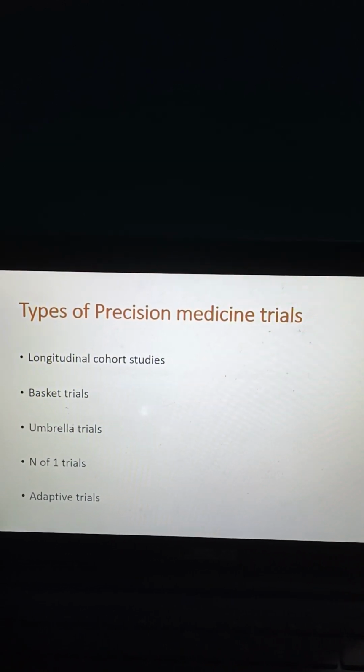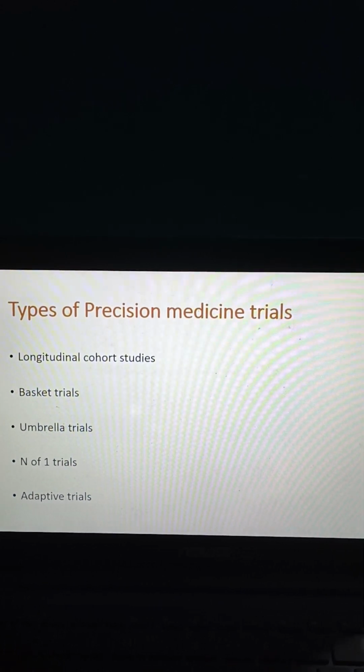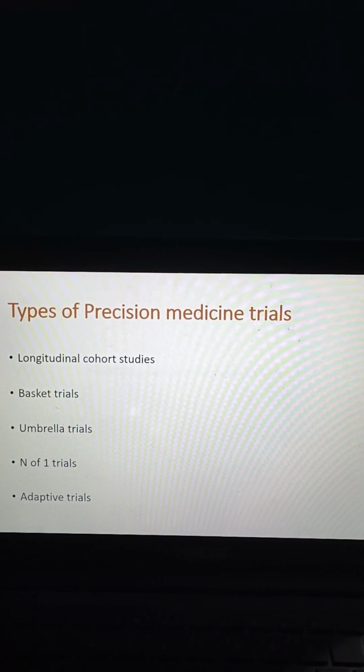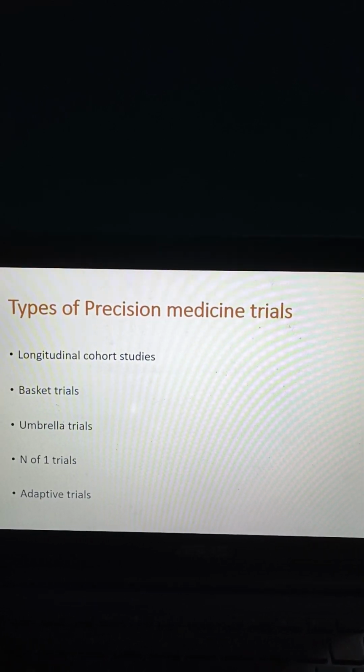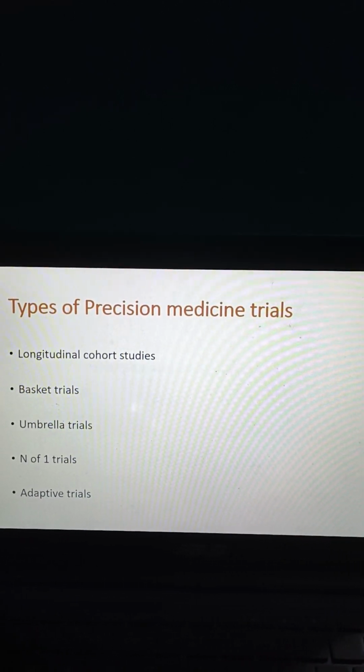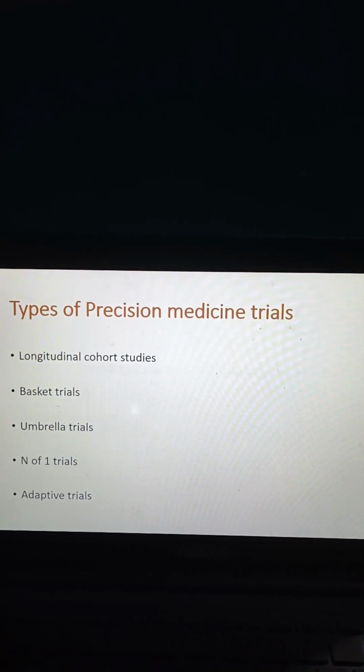Then coming to the types of precision medicine trials. There are lots of trials like longitudinal cohort studies, basket trials, umbrella trials, N of 1 trials, adaptive trials.